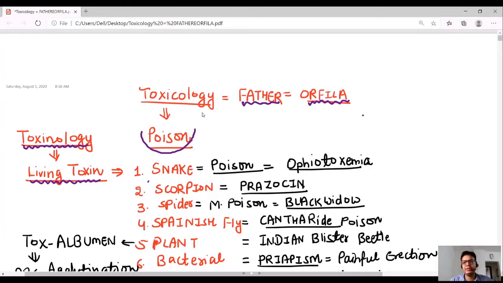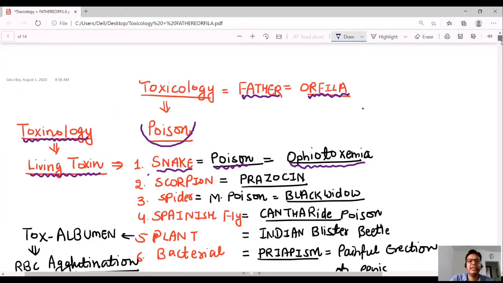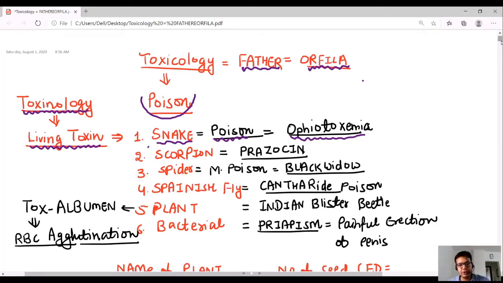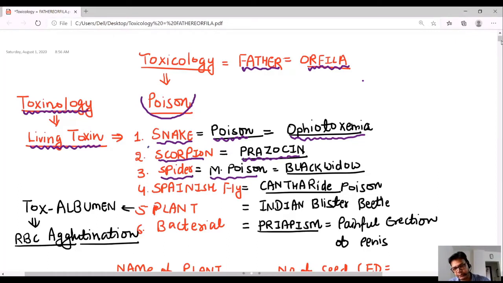Now we can see the different types of poison. Living toxin, snake. Snake poisoning study is known as ophiotoxemia. Scorpion is also a living toxin. For scorpion we use a drug, prazosin. This question comes: prazosin is a drug used for scorpion. Spider is also a living toxin. Most poisonous spider is black widow. सबसे poisonous spider है black widow.